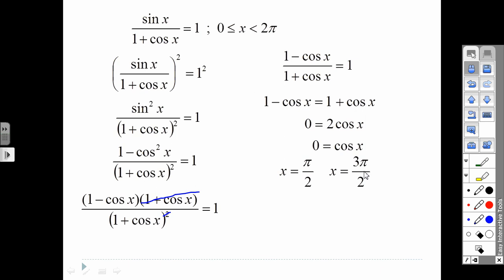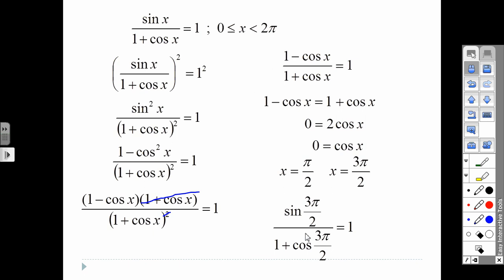Now, here's the thing. Remember how I said you should always be checking your answers, whether that's a mental check or you actually are physically writing it down and looking at it. If you plug pi over 2 in and you evaluate the sine of pi over 2 and the cosine of pi over 2, you're going to get 1. But if we plugged in 3 pi over 2, you're not. And let me show you why.